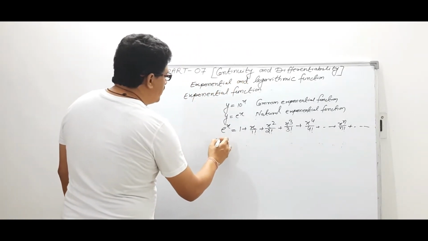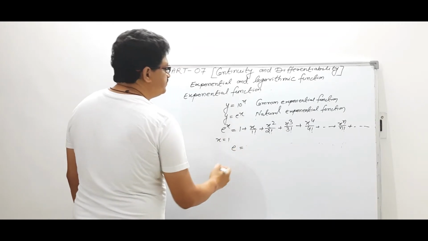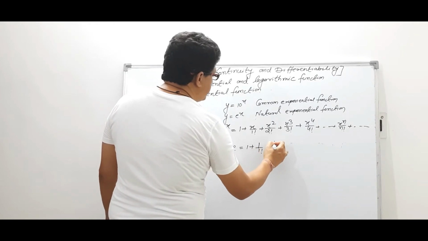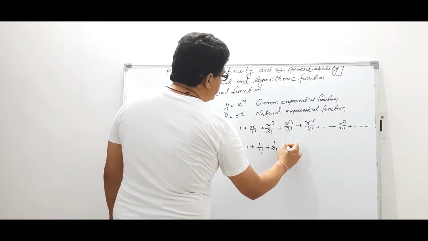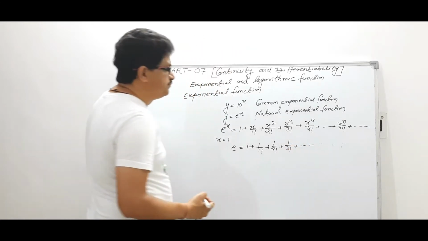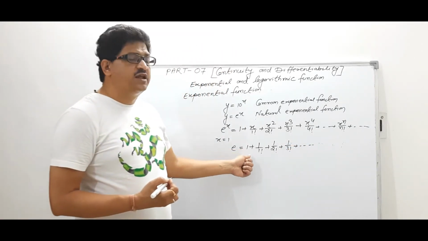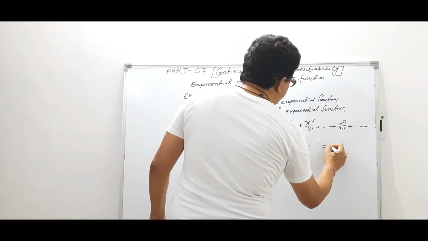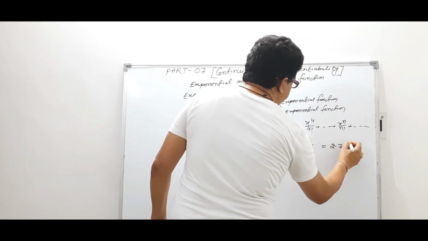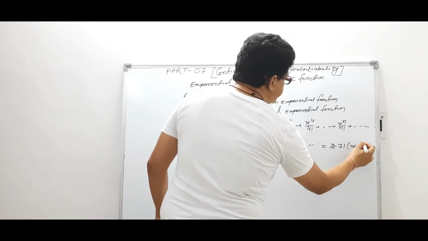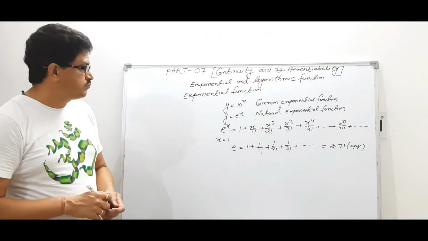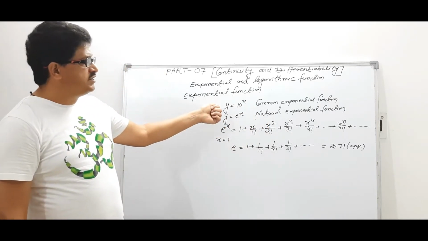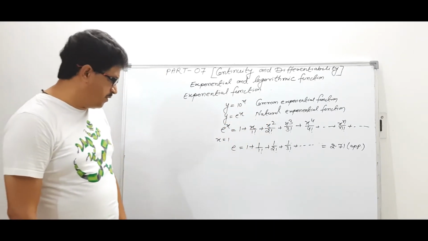When we put x equal to 1, we will get the value of e. e is 1 plus 1 upon 1 factorial plus 1 upon 2 factorial plus 1 upon 3 factorial and so on. It is an irrational number. Its value is approximately 2.71. So this is called the natural exponential number and this is called the common exponential number.